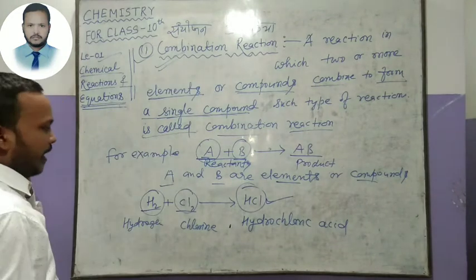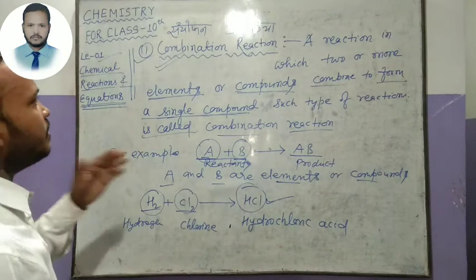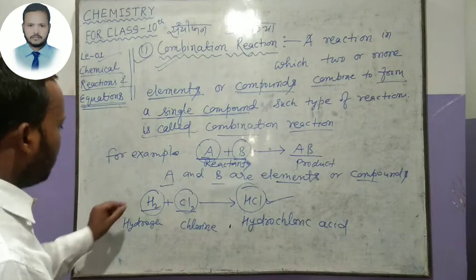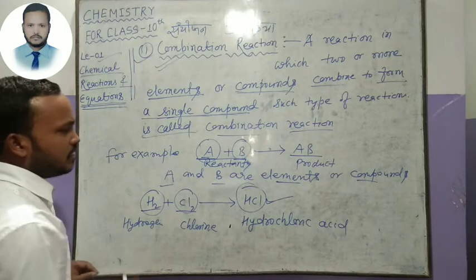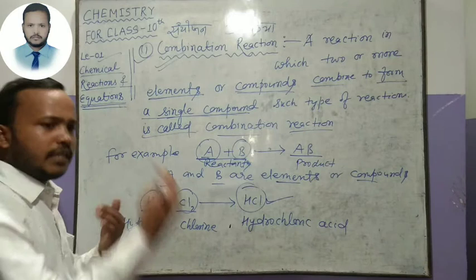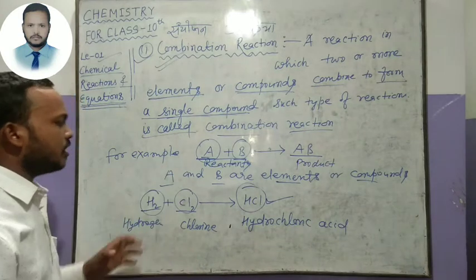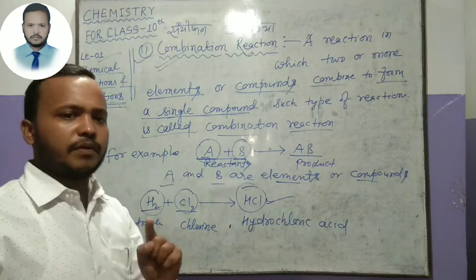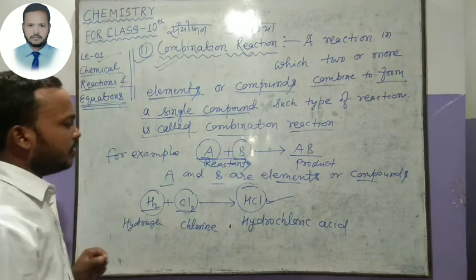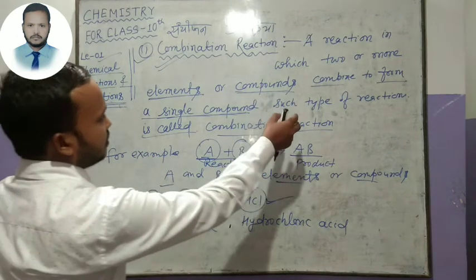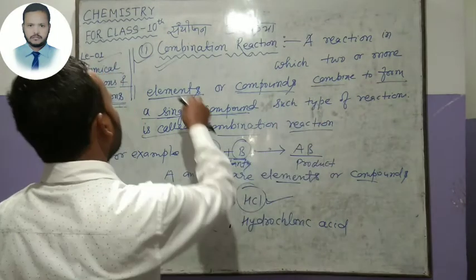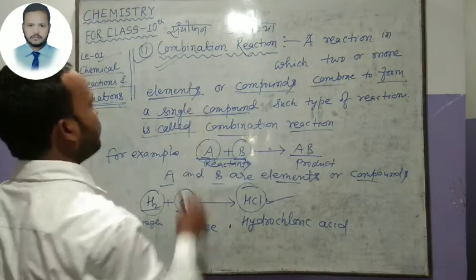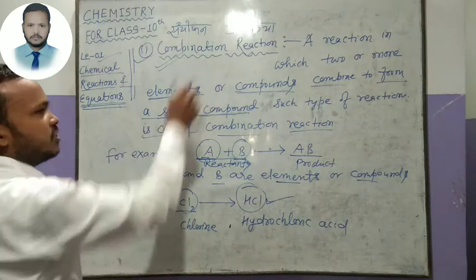Clear? Students, in Hindi we can say: वैसी अभिक्रिया जिस अभिक्रिया में दो एलिमेंट्स या दो कंपाउंड या दो से अधिक एलिमेंट्स और कंपाउंड्स हो सकते हैं, और दोनों आपस में रिएक्शन करके सिर्फ एक प्रोडक्ट बनाएं, तो इस प्रकार की अभिक्रिया को क्या कहते हैं स्टूडेंट्स? संयोजन अभिक्रिया. That means we can say combination reaction.